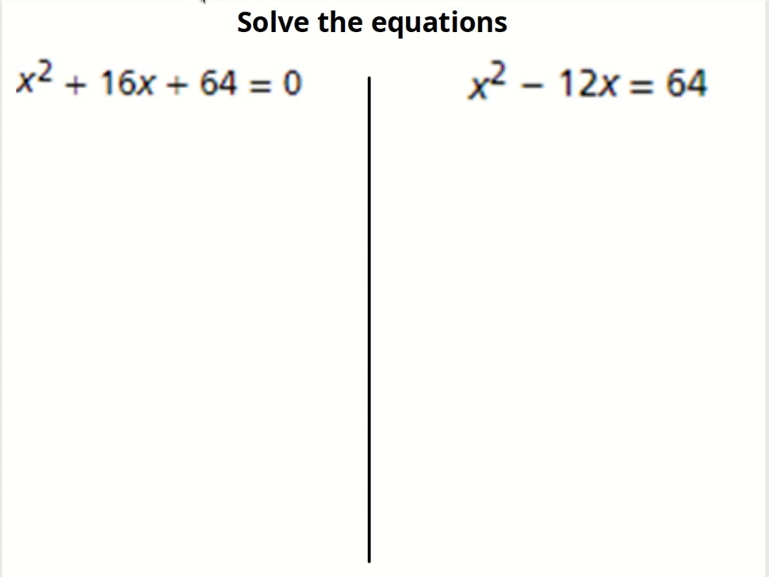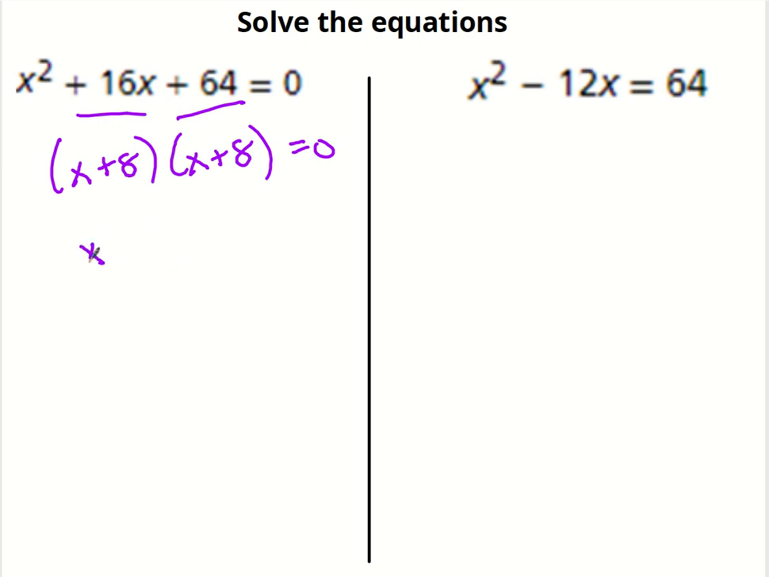So go ahead and try this one first on your own. Let's see how you do. Pause it, try it, see what happens, factor it, see if you can solve the equation. I'm looking for factors of 64 that add up to 16. So that's 8 and 8. So that's just x plus 8 and x plus 8. 8 times 8 is 64, and 8 plus 8 is 16. Well, these are the same thing.